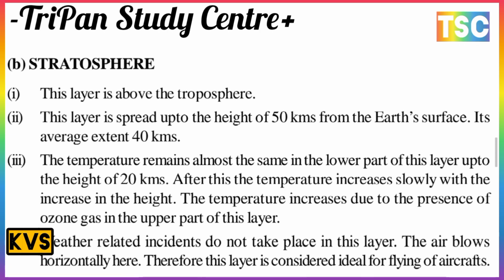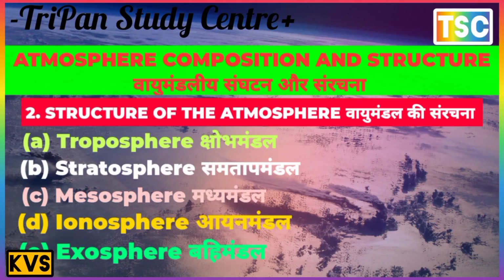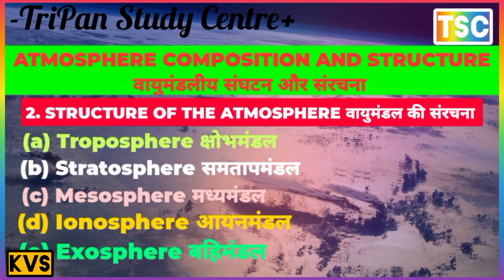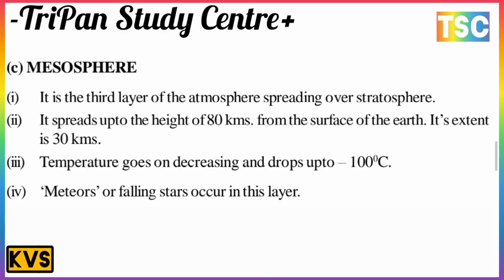Therefore, this layer is considered ideal for the flying of aircraft. Our next layer is the mesosphere. The mesosphere is the third layer of the atmosphere, spreading over the stratosphere. It spreads up to a height of 80 kilometers from the surface of the earth, and its extent is 30 kilometers. The temperature goes on decreasing and drops to minus 100 Celsius. Meteors, or falling stars, occur in this layer.